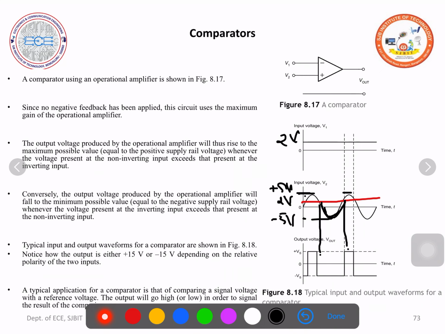For this region it is minus Vs. And after that, come back to this area. This is the voltage applied at V2, which is greater than V1. V2 is greater than V1, so the output voltage will be positive.